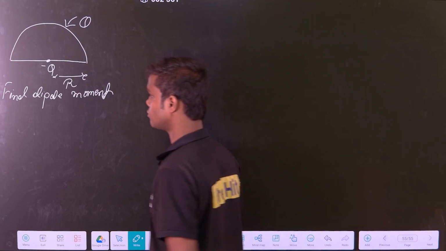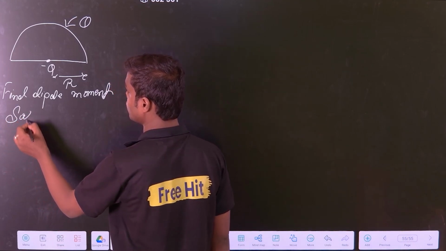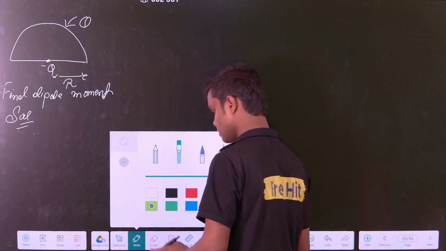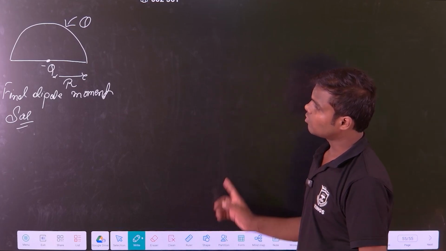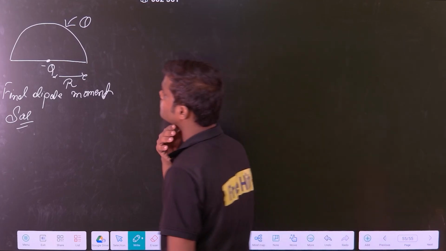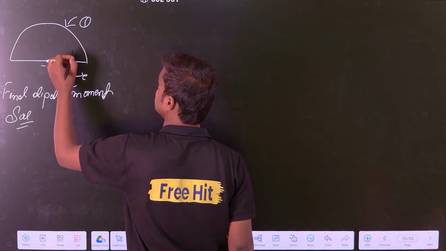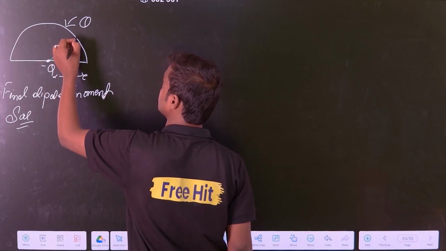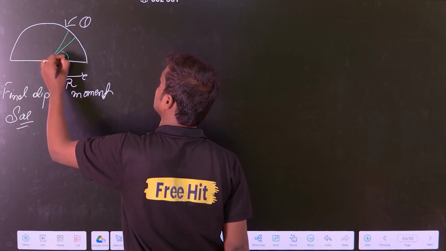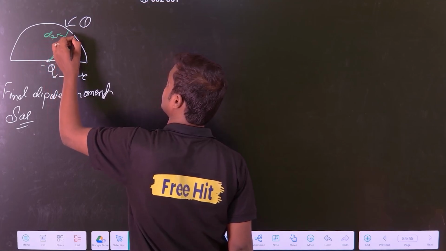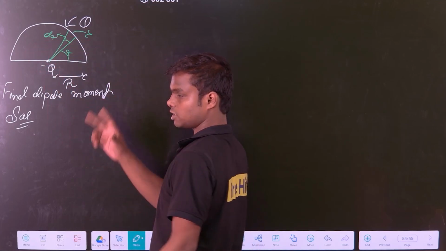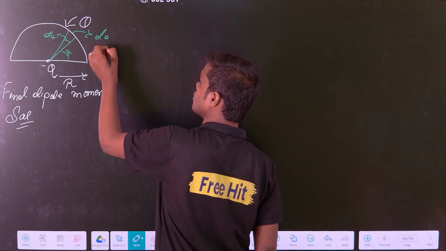Okay. How to solve it? Just think about it for a minute and try to solve it. Okay. See, first, what you have to do? First, take a small element on the ring, let's take d alpha, and its charge will be dq.